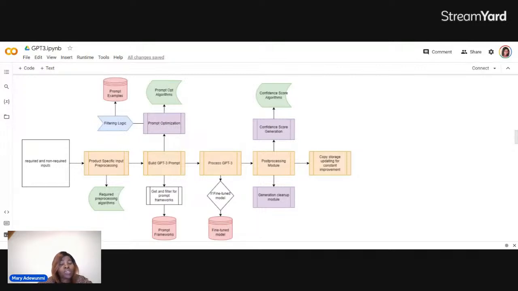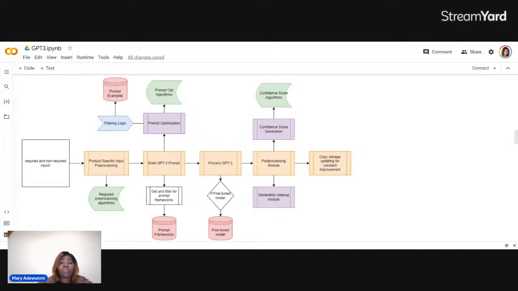So when you put in your prompt, there is product-specific input preprocessing. It pre-processes it by filtering it. You can see it filters it and builds GPT-3 prompts. So when you send yours, it builds its own. And that's what we call GPT-3 prompt optimization, getting and filtering prompts from the framework. Those are prompt engineering to actually get the right solution.